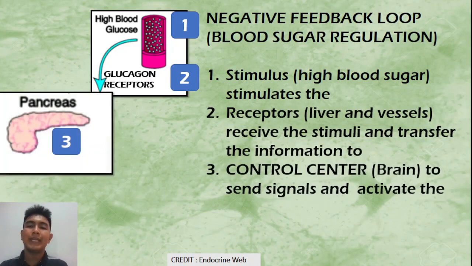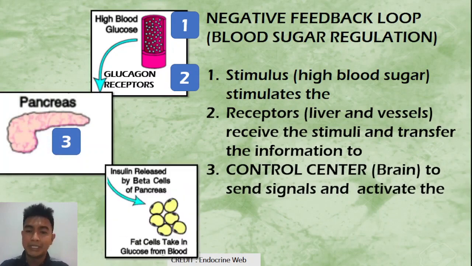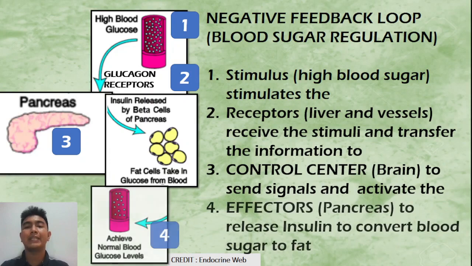The liver will then receive the stimuli and transfer the information to the brain. And then the brain will send signals to the pancreas. The pancreas is the gland that releases insulin. And insulin is responsible for converting the sugar that you ate into fat. So it needs to do that in order to avoid getting complications from having a high blood sugar.